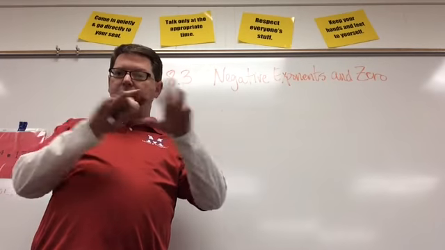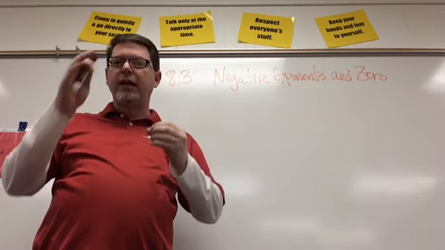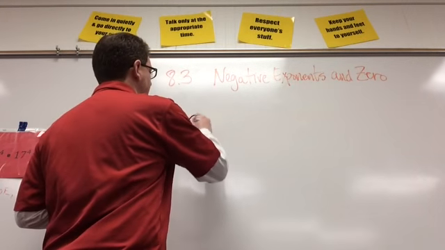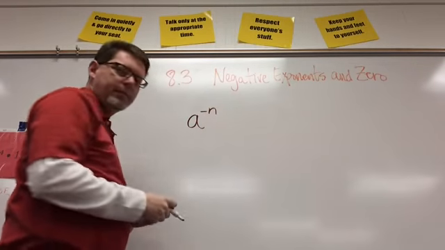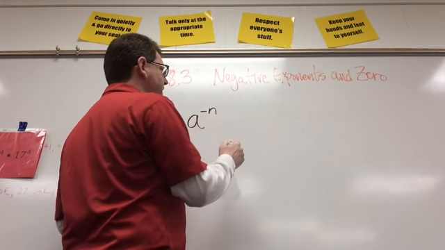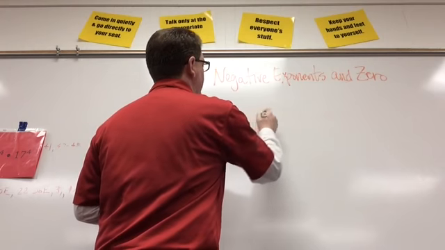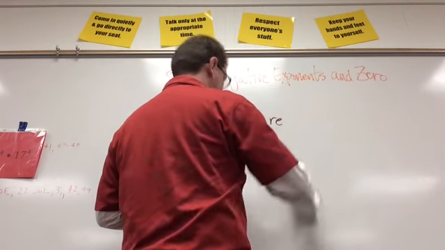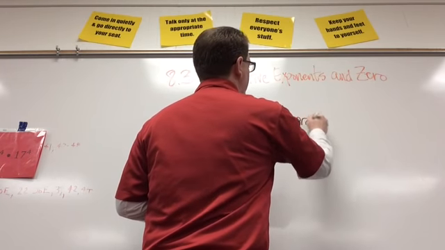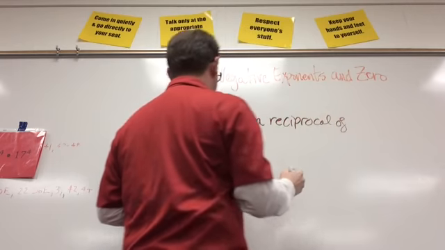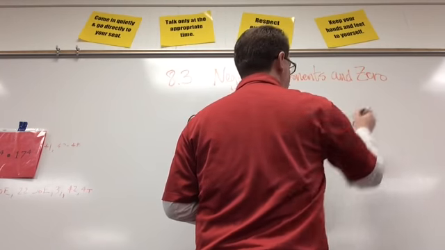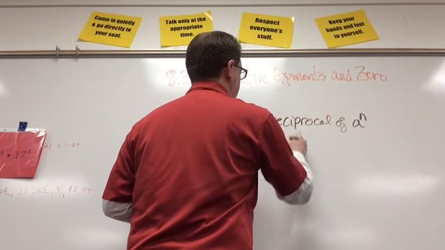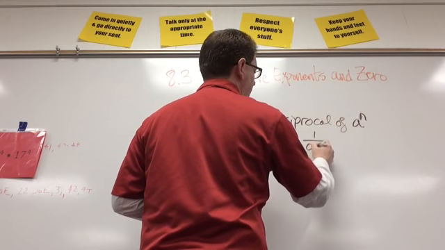So now draw kind of a squiggly line to separate the stuff that we're doing next, and that is negative exponents. So let's talk about a negative exponent. Let's say we have a to the negative n power. We can say that that is a reciprocal of a to the n, so it equals 1 over a to the n.